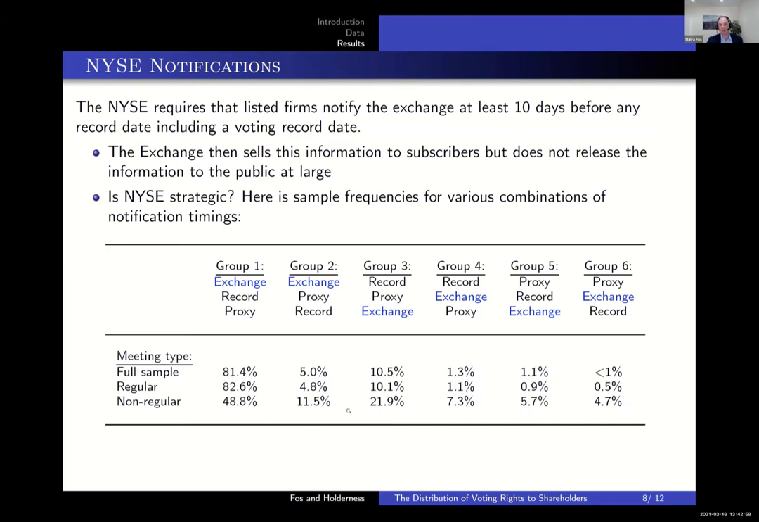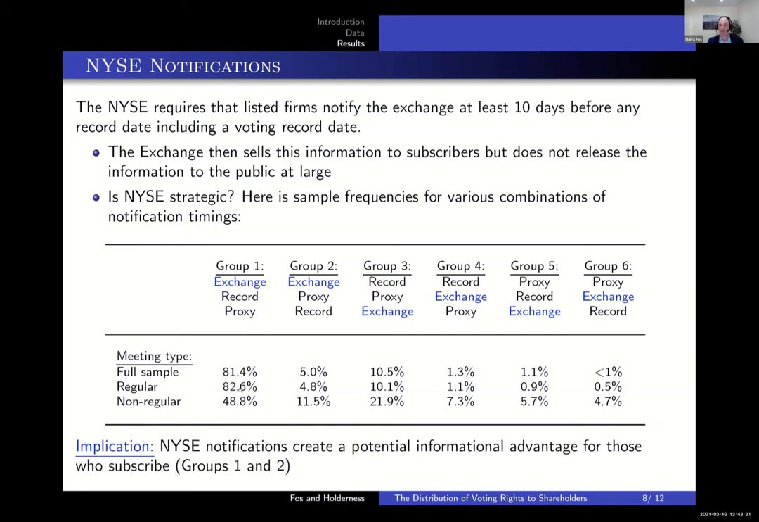If you look at this table, we rank groups by when these notifications happen. In group 1, for example, the New York Stock Exchange notifies investors first. Then we see a record date happening, and only after that, proxy filing reveals the record date. In group 2, the exchange notifies subscribers, then the proxy date happens, filing reveals the record date, and then the record date approaches. We see that in the first 2 groups, which are the vast majority of cases, the New York Stock Exchange basically creates an informational advantage by allowing investors who subscribe to their services to be the first ones to be notified about this event. And if you want to try to get this information from proxy statements, you're going to be at a much later point relative to that.